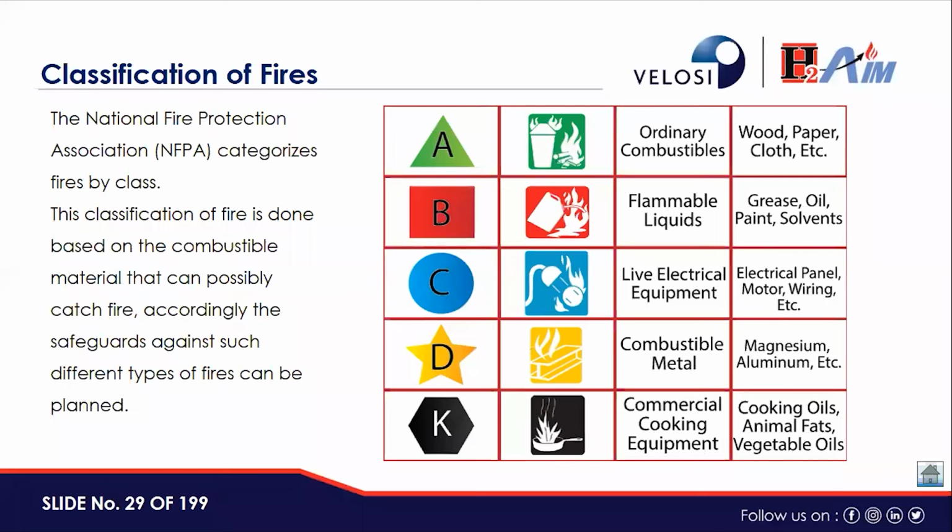These class K fires are some of the most dangerous, and water can make the situation even worse. But smothering the flames or using a wet agent fire extinguisher is effective for this type of fire.